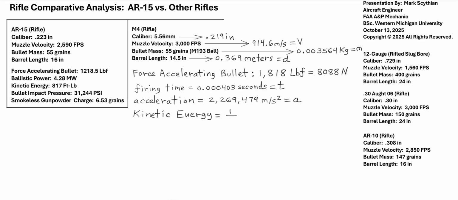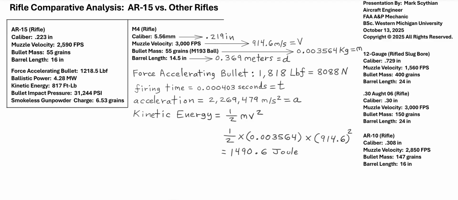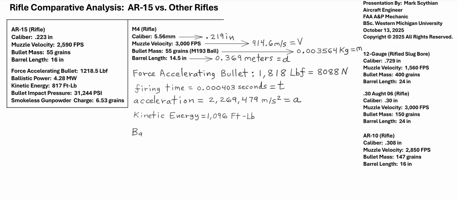Next is our kinetic energy. So that's 1/2 times the bullet mass times the muzzle velocity squared, in kilograms mass and meters per second velocity. So we get 1490.6 joules, 1.36 joules to a foot-pound. So we divide this value out, and then we get 1096 foot-pounds kinetic energy.